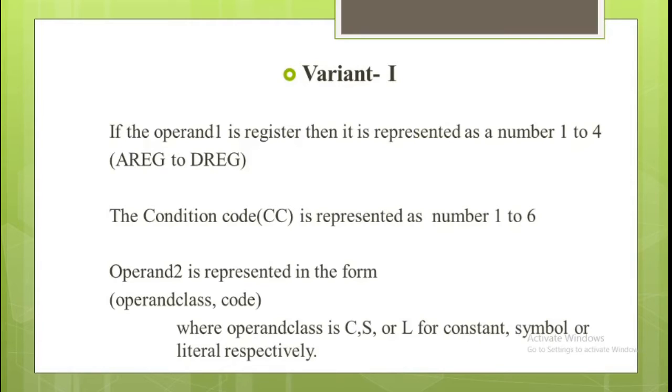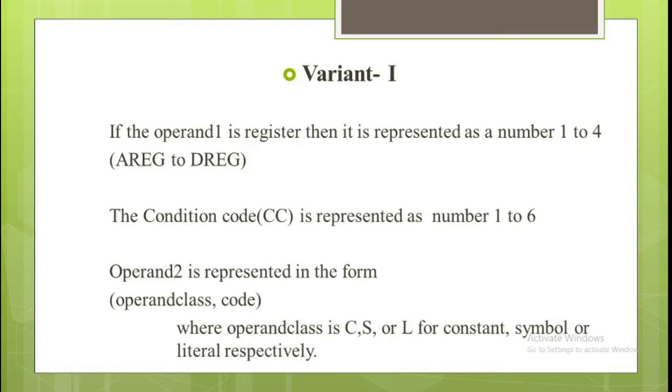Now we will discuss the variant 1 in detail. If the operand 1 is the register, then it is represented as the number from 1 to 4. That is, for A register you are going to represent it by the number 1, for B register it is 2, for C register it is 3 and for D register it is 4. And the 6 condition codes are represented as the numbers from 1 to 6.